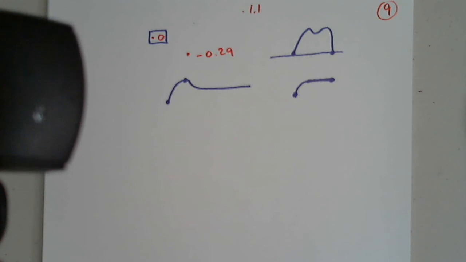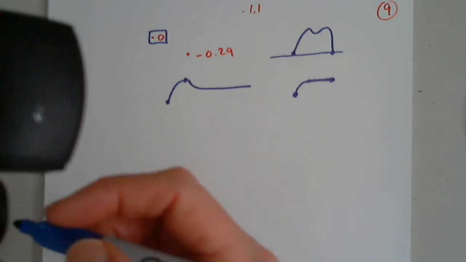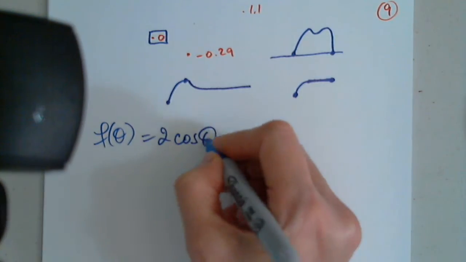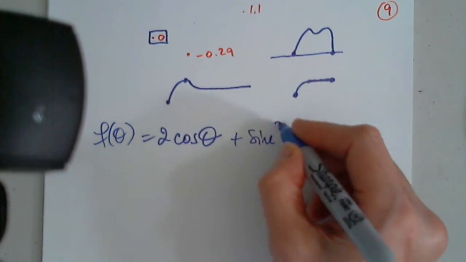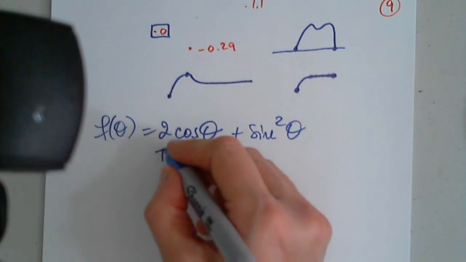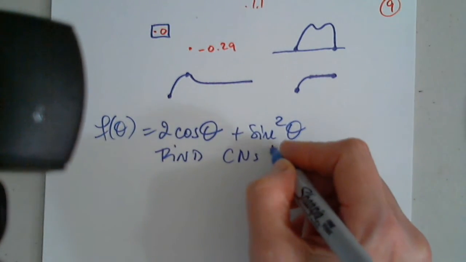Do we still want to look at the trig function? Please. Okay, very good. So would you like to choose one and give me one? Feel free to choose one that you have. Okay. So I'm looking at f of theta, which is 2 cosine theta plus sine squared theta. And for this one, let's just find critical numbers, if any.